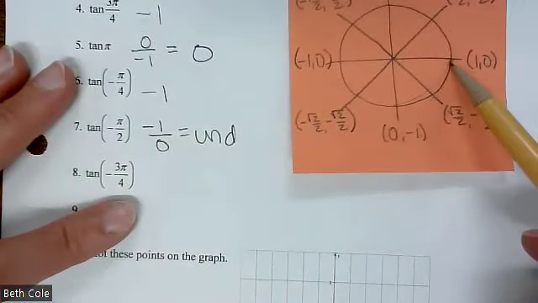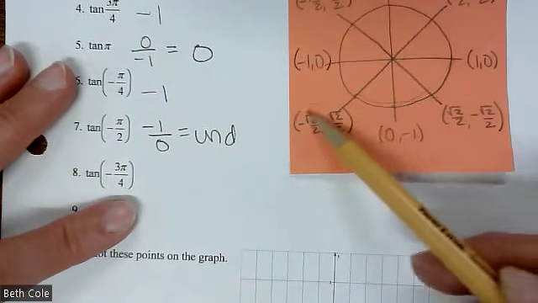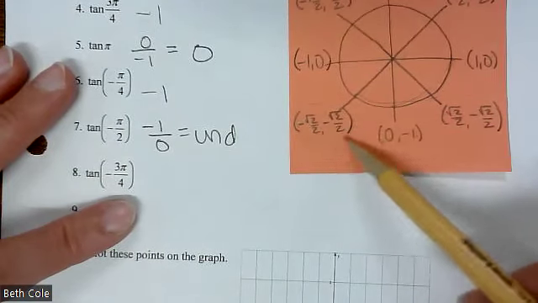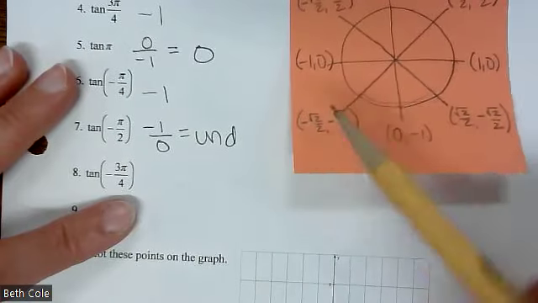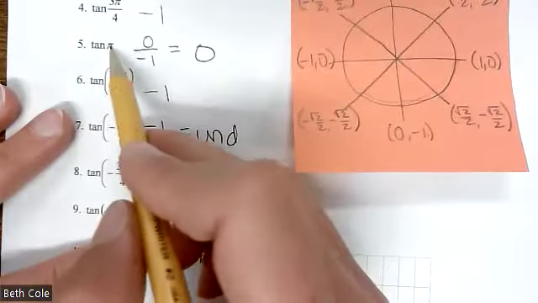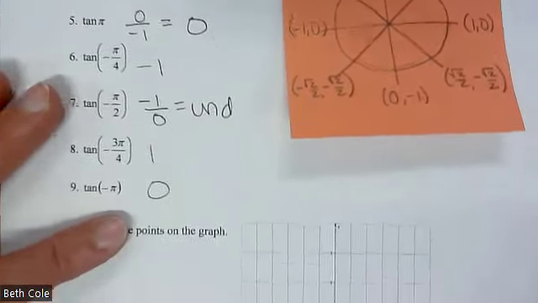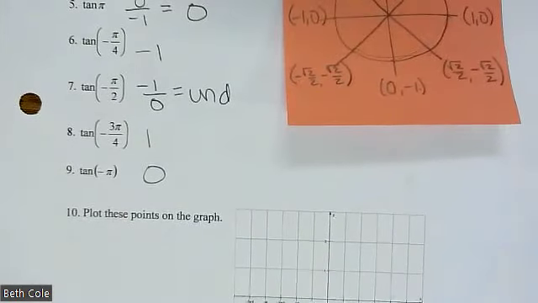-3 pi over 4. All right, if you go backwards 3/4 pi, that puts you right here. What is that going to come out to? That'll be +1. Good. The negatives are going to cancel. And then negative pi is the same as positive pi, so it'll come out to be 0. So we're going to put those on the graph.